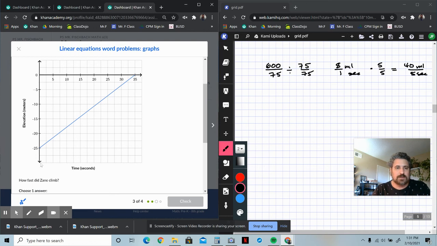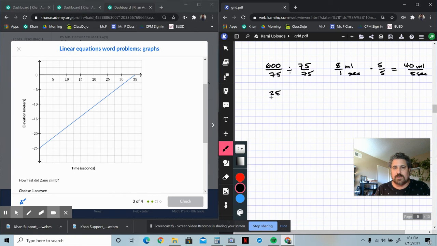Okay. So it says, how fast did Zane climb? Well, he basically managed to go up 25, I'm not sure what the units are here, meters, 25 meters in 35 seconds, right? So he traveled 25 meters vertically, right, up in 35 seconds. Okay. So 25 meters. Can't write. Sorry, guys. Try to do a better job writing. 25 meters in 35 seconds.